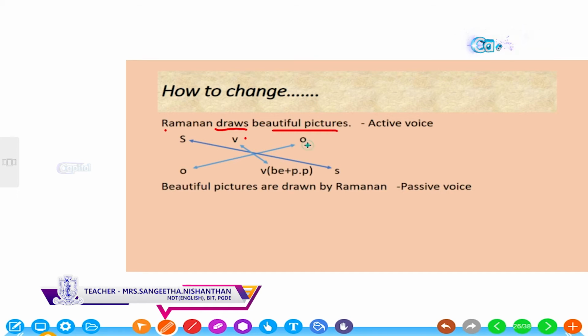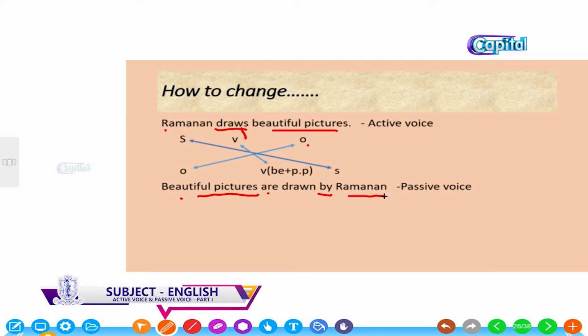So, the beautiful pictures come here. The beautiful pictures. It is in plural. So, the be verb for simple present tense used is are. Beautiful pictures are, plus the past participle of the main verb. The past participle of draw is drawn. Draw is an irregular verb. So, the past participle of draw is drawn, and by Ramanan, the doer, is next by using by.